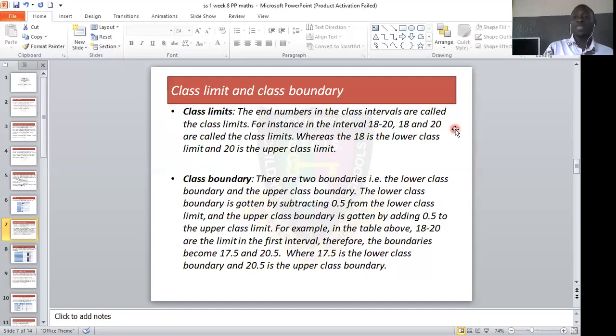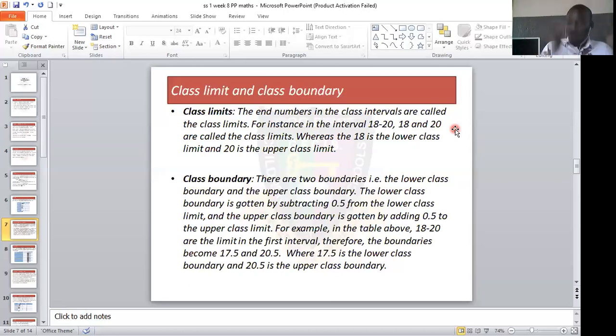You have the upper, which is the highest class limit, and the lower, which is the lowest class limit. So 18 to 20 in the class interval, 18 is the lower class limit, and 20 is the higher class limit. When you talk about limit, that is the end. When you say limit in English, you say end. The lowest number is 18. Nothing beyond 18, and nothing above 20. We are looking for the numbers between the range of 18 and 20.